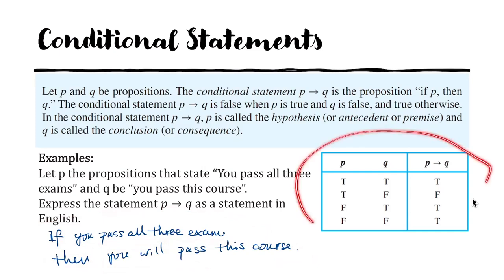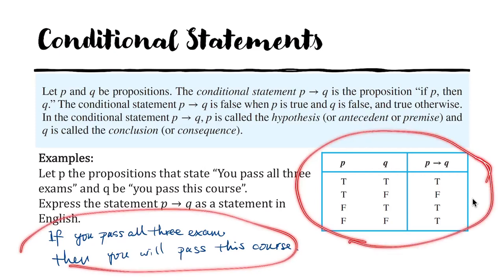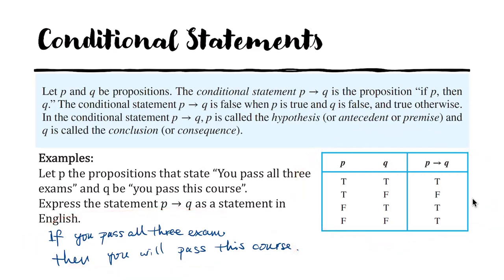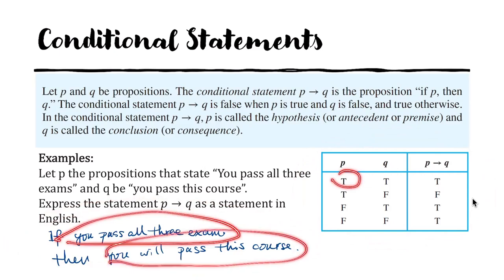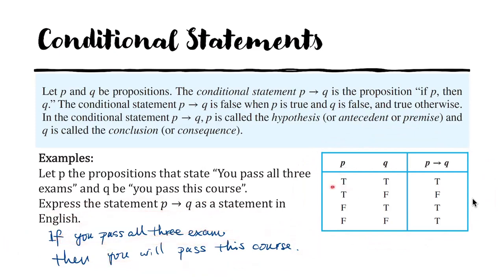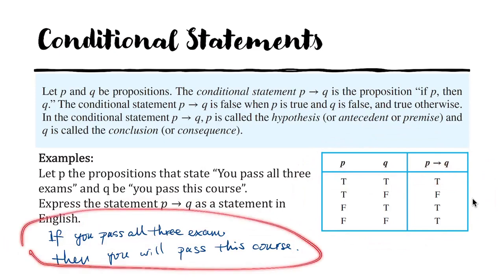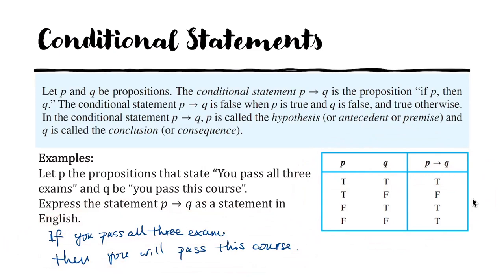Okay, now let's check this statement with the truth table here, and it should make sense to you. This statement will be true if a student passes all three exams and the student passes the course. Do we see that? So if they are both true, the statement is true, because the statement is saying that if you pass all three exams, you will pass the course. So when they are both true, that's a scenario where the student does pass all three exams and passes the course.